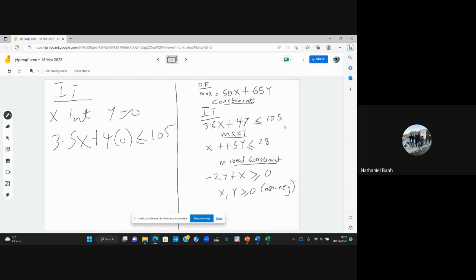Good. And then we are going to get 3.5x should be less than or equal to 105. So when you divide both sides by 3.5, you are going to get x should be less than or equal to 30. Good. Now let's go to the next thing.